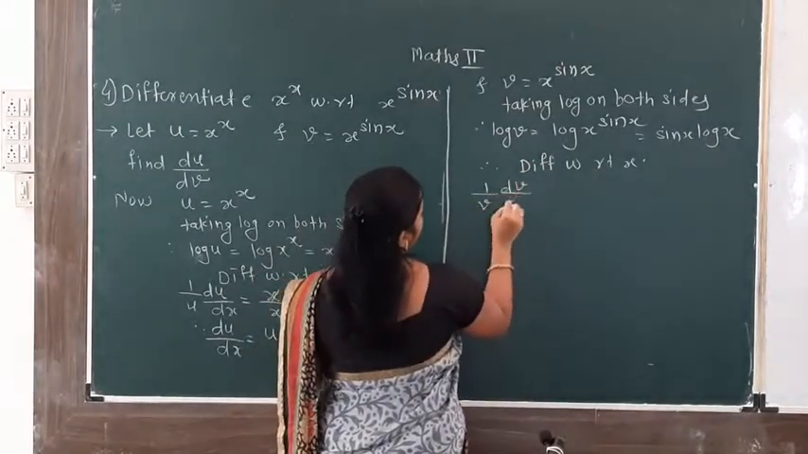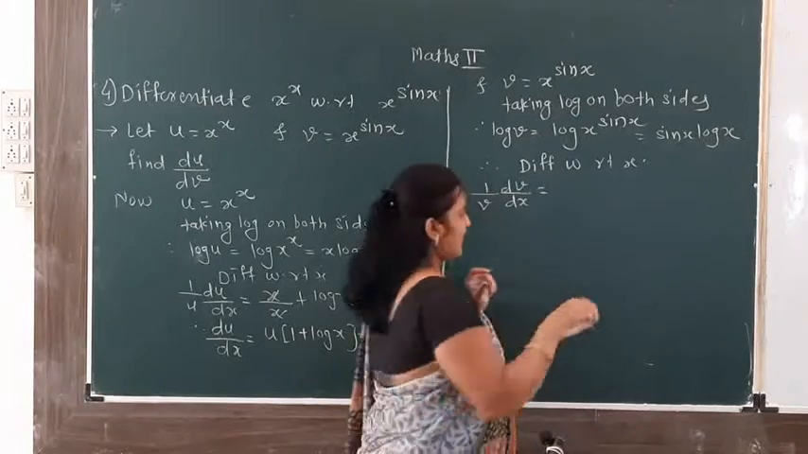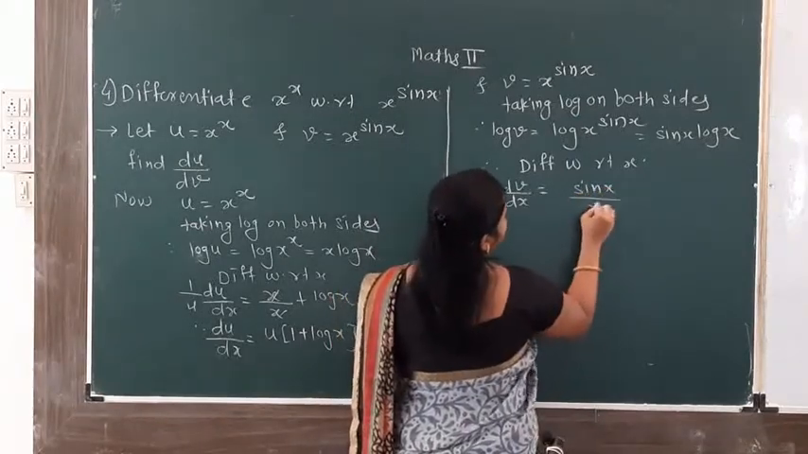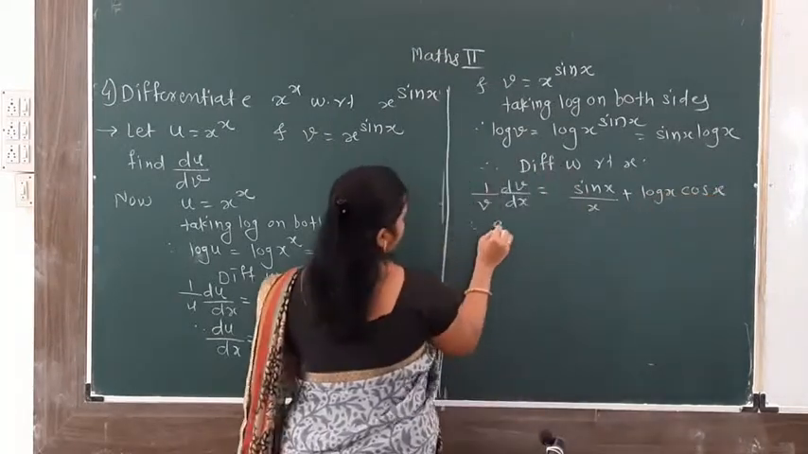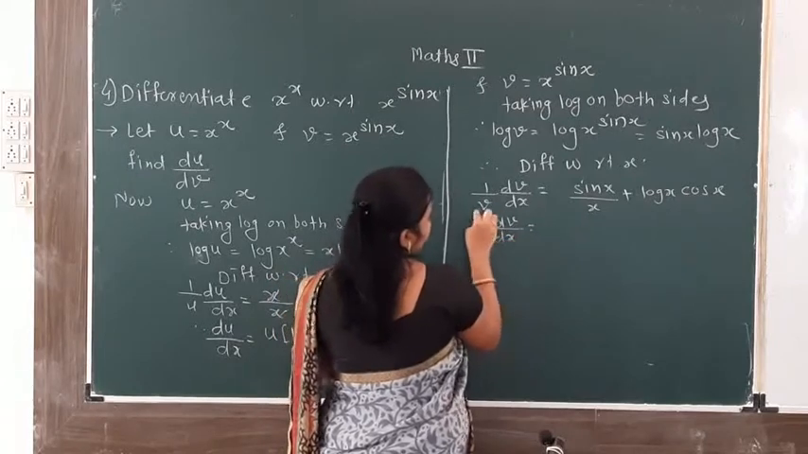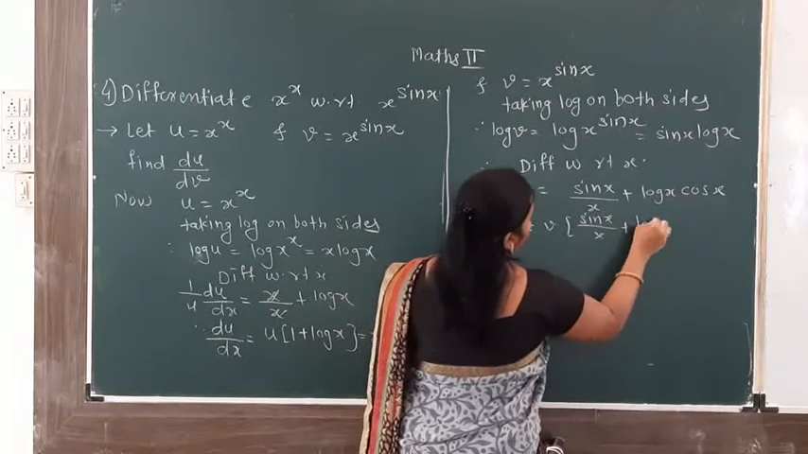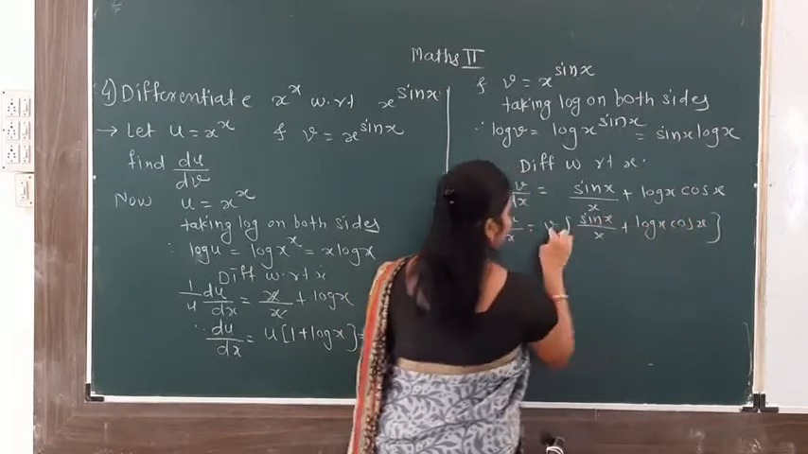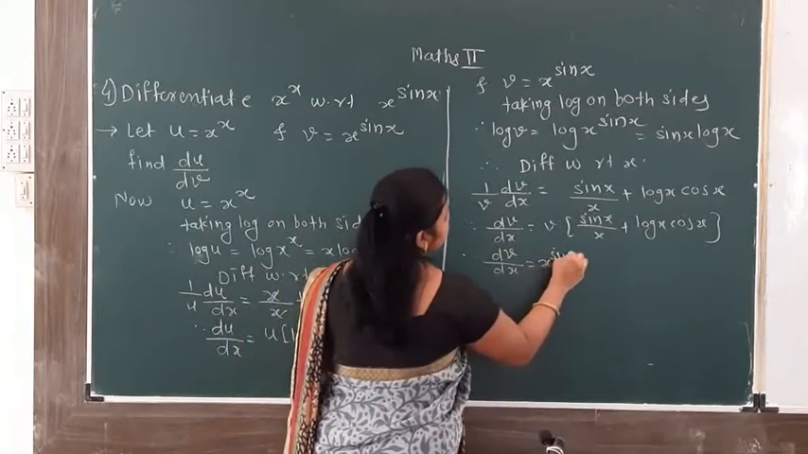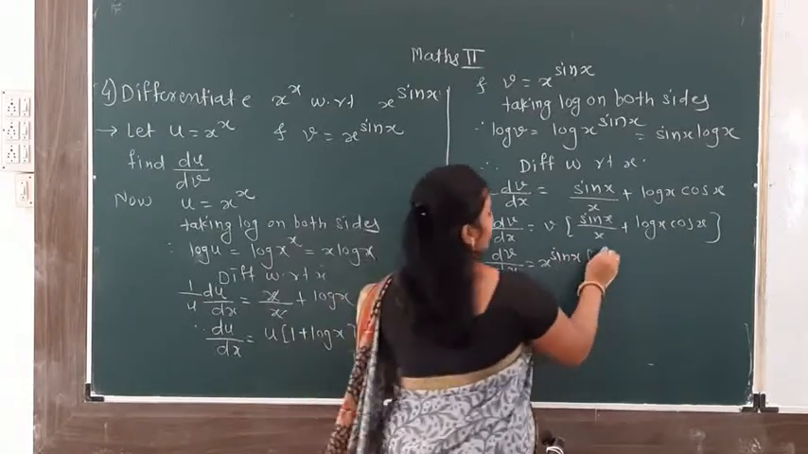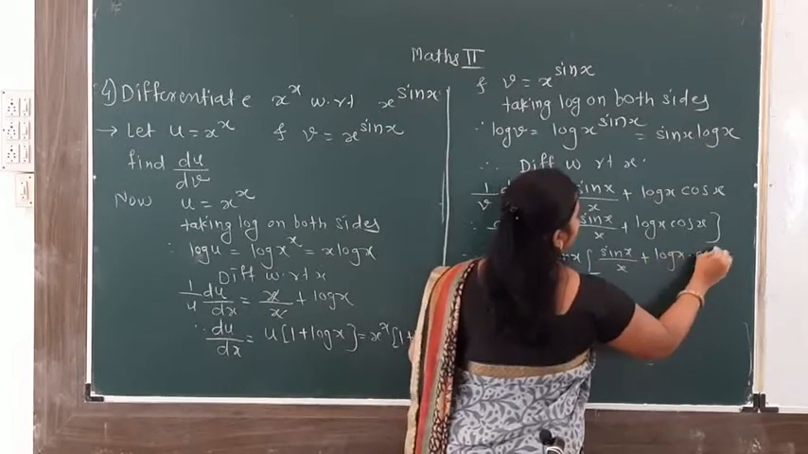Again, the derivative of v with respect to x. Here u is a constant, the derivative of log x is 1 upon x, plus log x is a constant, the derivative of sine is cos x. So therefore dv by dx is equal to this: we multiply inside the bracket sin x upon x plus log x multiplied by cos x. Now we replace this with x raised to sin x inside the bracket sin x upon x plus log x multiplied by cos x.